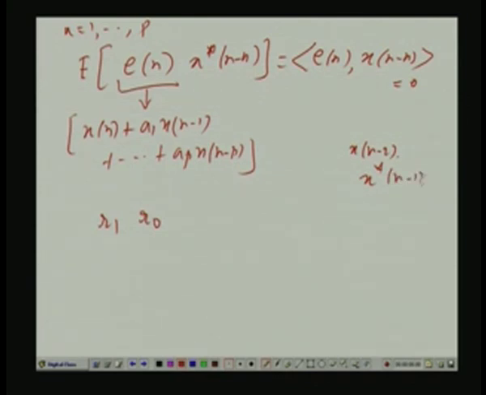This is permanently n minus 1. In the summation, this next term I am considering is a 2 x n minus 2. So, the term is x n minus 2, x n minus 2 star x n minus 1. If you take the expected value, what you get is a simple correlation for the lag n minus 1 minus of this, right. So, what is that? R star 1.